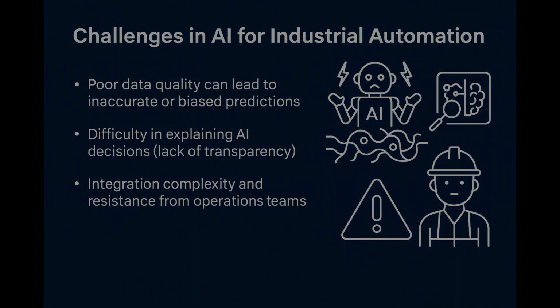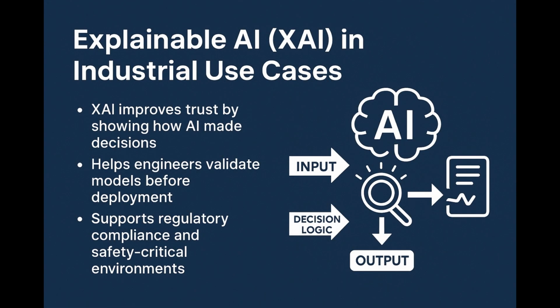As AI systems make more decisions on the factory floor, it becomes essential to understand how and why those decisions are made. That's where explainable AI, or XAI, comes in. Unlike traditional black box models, explainable AI provides insights into the logic behind predictions, classifications, or alerts. This is especially important in industrial environments where engineers and operators need to validate outcomes and take action confidently. For example, if an AI system flags a motor as likely to fail, explainable AI can show which inputs, like temperature spikes or vibration anomalies, led to that prediction.